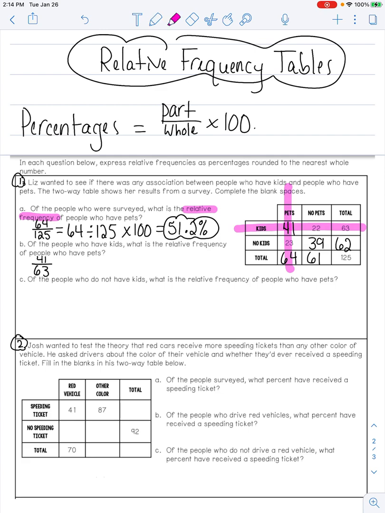But it asks for the relative frequency, which means percent. So what percent of the people who have kids have pets? Let's do our math. This is what you'll type in your calculator: top divided by bottom, 41 divided by 63, and we multiply by 100 to get it to a percent. So let's do that. 41 divided by 63 times 100. And when you do that, let's see, it told us to round to the nearest whole number.